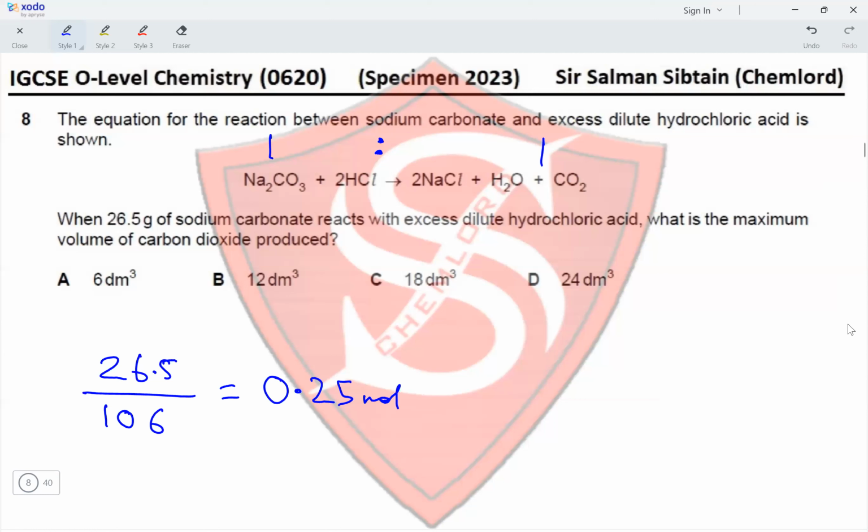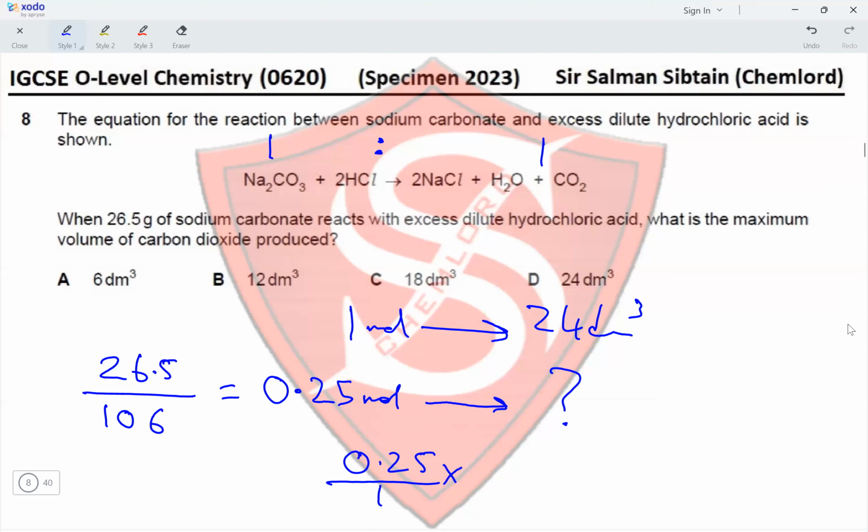So 1 mole of any gas at RTP occupies a volume of 24 dm cubed. So 0.25 moles of carbon dioxide would have a volume of 0.25 divided by 1 multiplied by 24, giving us a value of 6 dm cubed, making option A the correct option for this question.